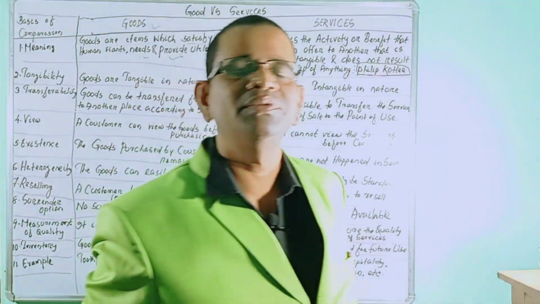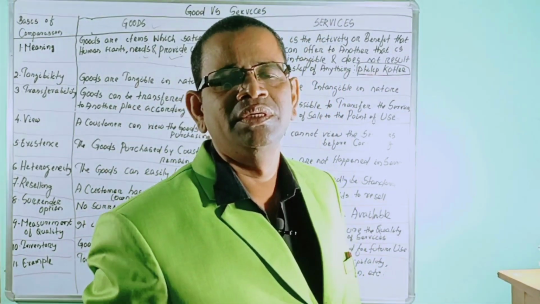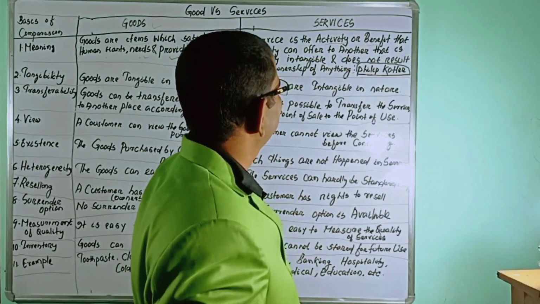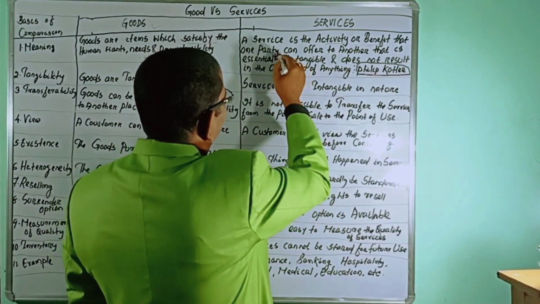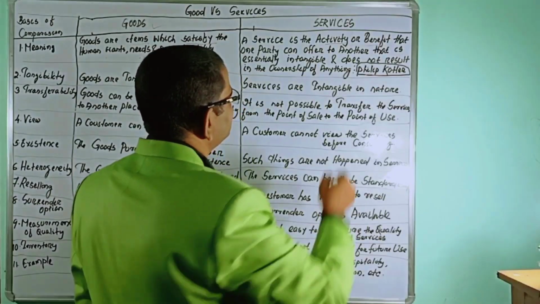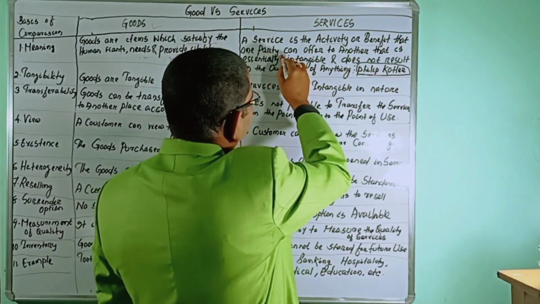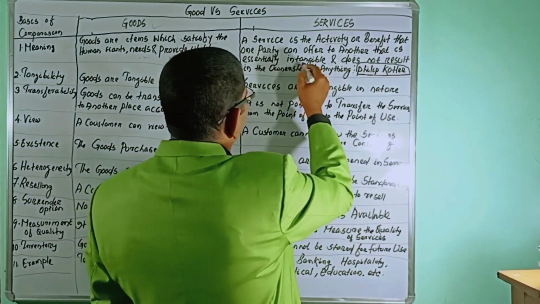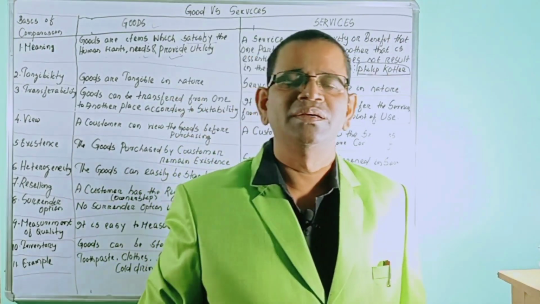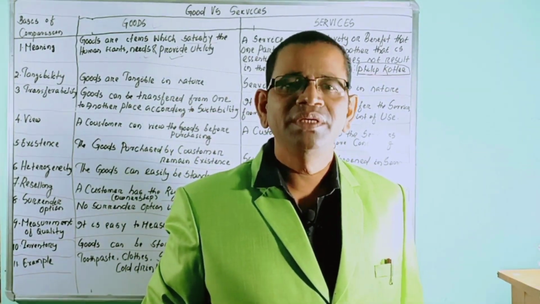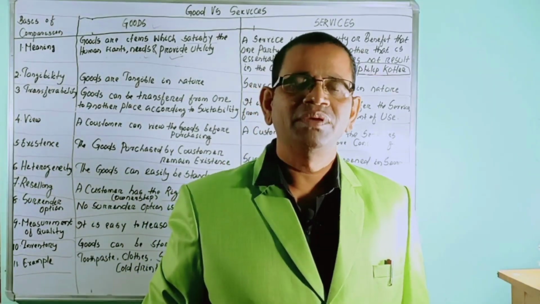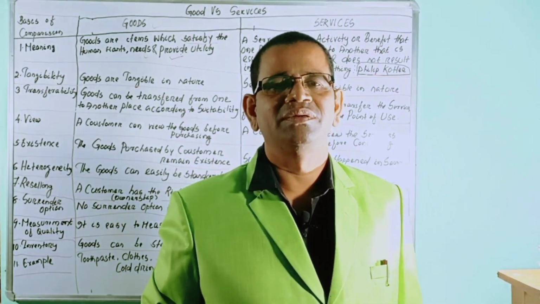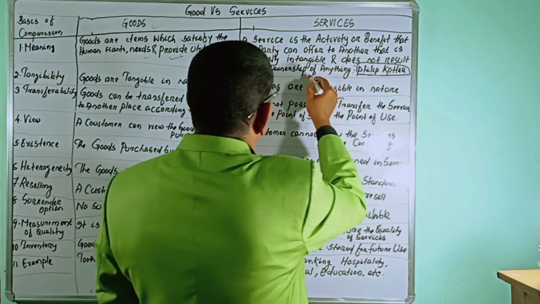Service is an activity. It's a process, or a benefit. Services are the benefits that one party, the service provider, can offer to another, the consumer or customer, that are essentially intangible. Intangible means we cannot see or touch it, only feel it. Just like the teaching profession, legal services, and medical services, and it does not result in the ownership of anything.